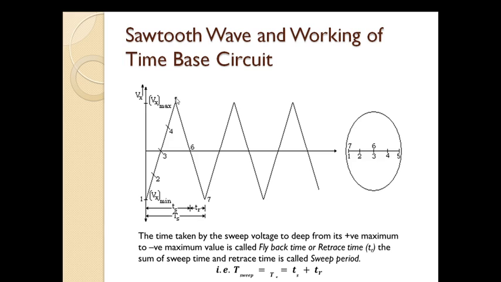Therefore the time from point 5 to point 7 is called the retrace time TR. So the addition of trace time and retrace time is the total time period of the sweep signal, which is called the sweep period. The time taken by the sweep voltage to drop from its positive maximum to its negative value is called the flyback or retrace time, and the sum of the sweep time and the retrace time is called the sweep period.